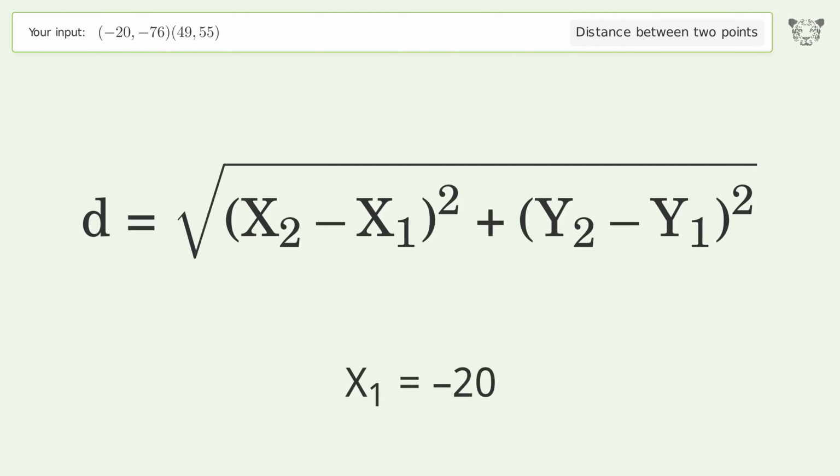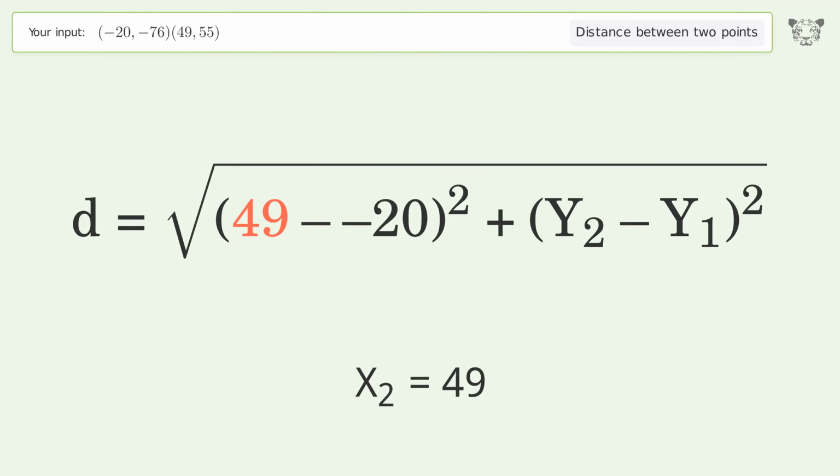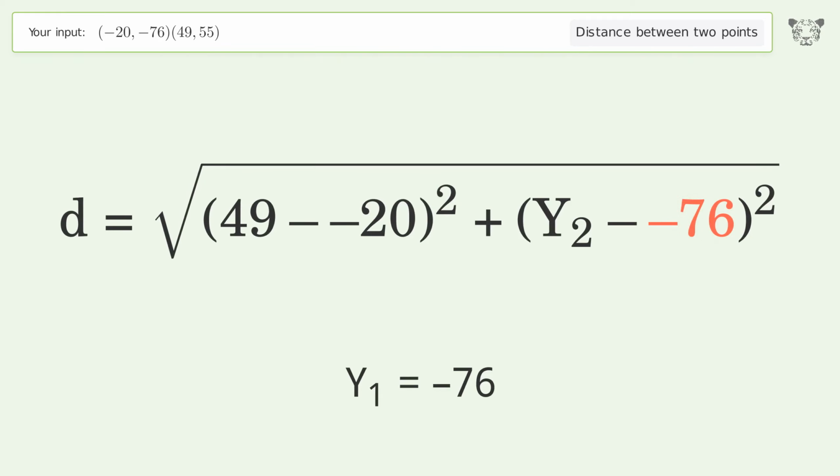x1 equals -20. x2 equals 49. y1 equals -76. y2 equals 55.